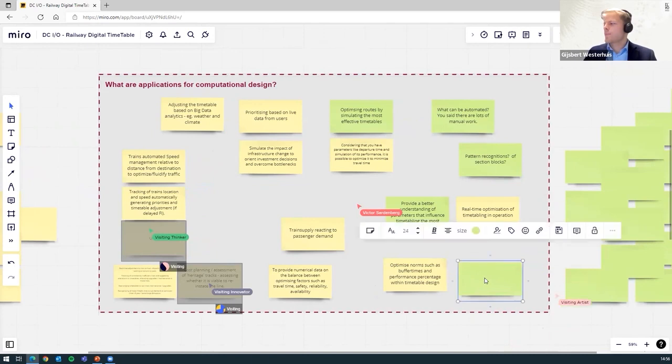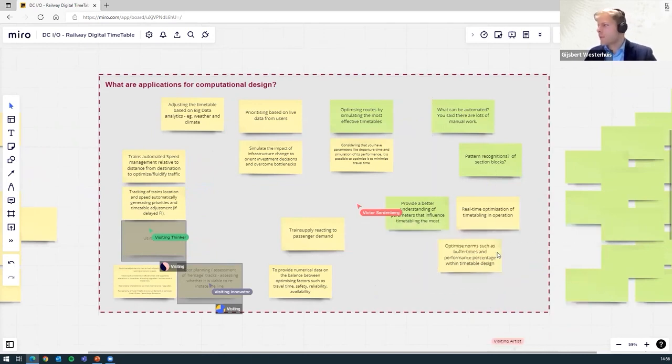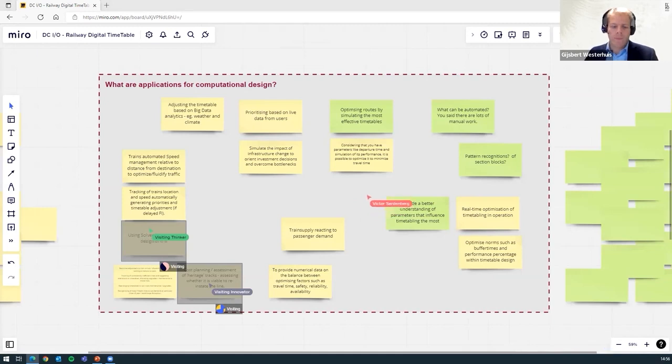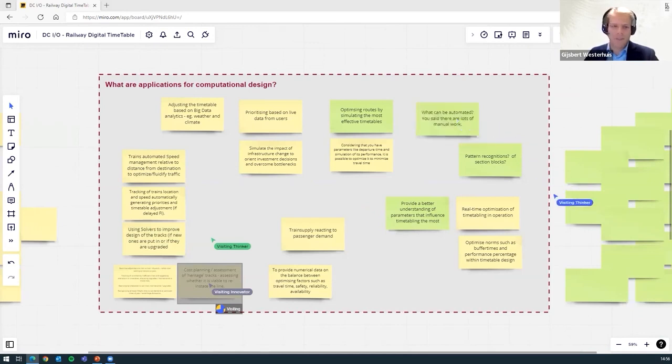All right. Does somebody want to describe what they have put in? I will share the Miro board again in the chat. So let's have a discussion. Is there somebody that thinks that they have a good application for computational design?